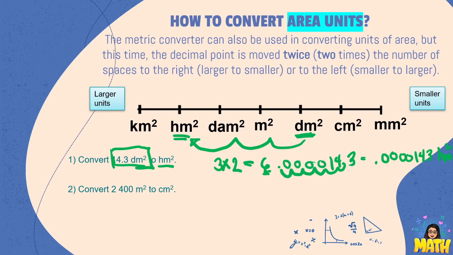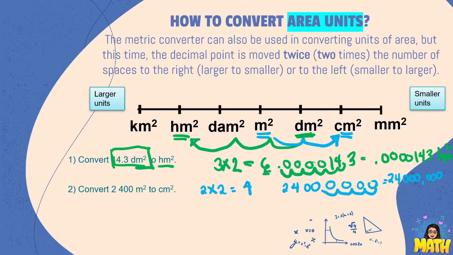Another, let's convert 2,400 square meters to square centimeters. So this time, square meters to square centimeters. So, gaano kalayo? 1, 2. So, instead na 2 times lang, again, twice of it is 4. So, from 2,400 and then going to the right, move natin 4 times. 1, 2, 3, 4. Nandito ang decimal point, fill in with zeros. So, this one will be 24 million square centimeters.